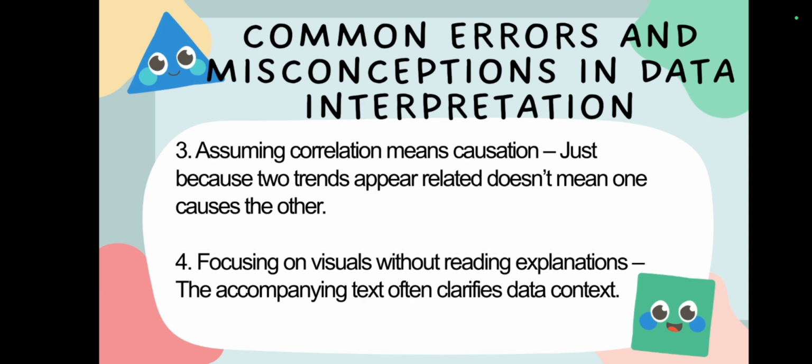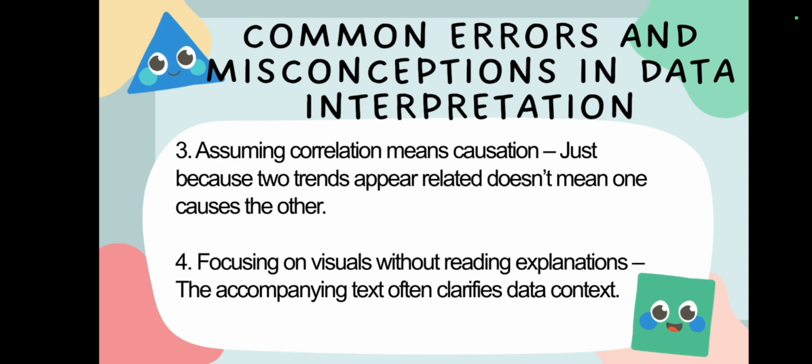Assuming correlation means causation, or just because two things happen at the same time or seem related, it doesn't mean one caused the other. In statistics, this is what we call correlation without causation. For example, aside from the ice cream I gave a while ago, when umbrella sales go up, rainy days also increase. But buying umbrellas doesn't cause the rain. It's the rain that causes people to buy umbrellas.